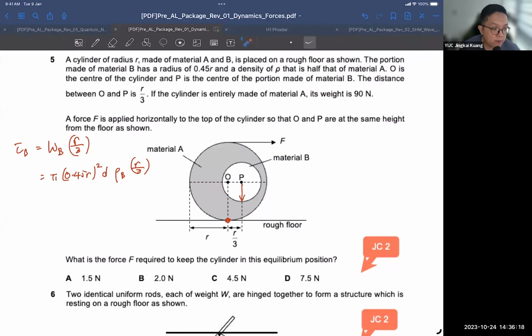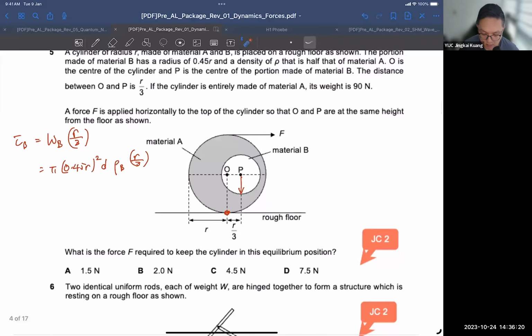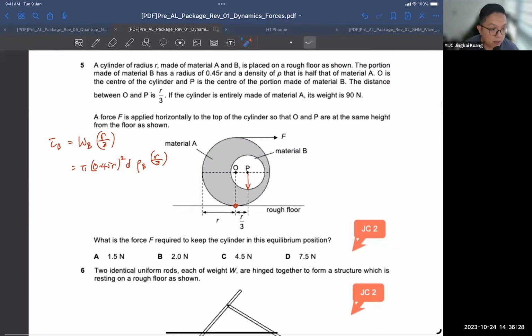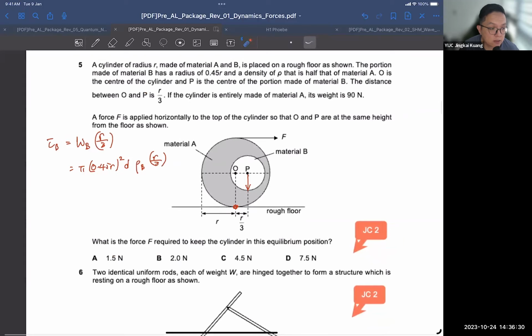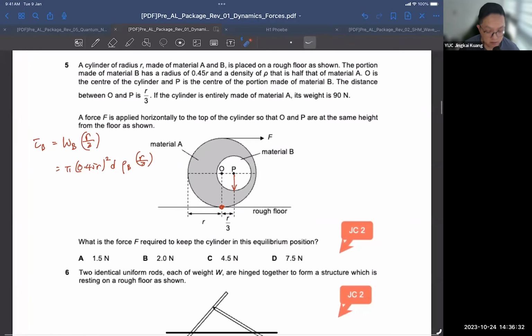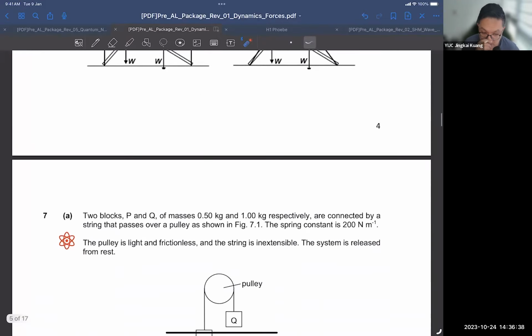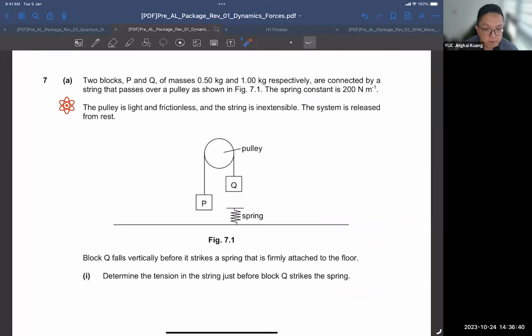Let me hold this to the end first, can? We hold it to the end first. If not, later this video will have a lot of pause time in the middle. Do you have any other questions from this one? So, question 7. For 7, I just go through the whole thing.